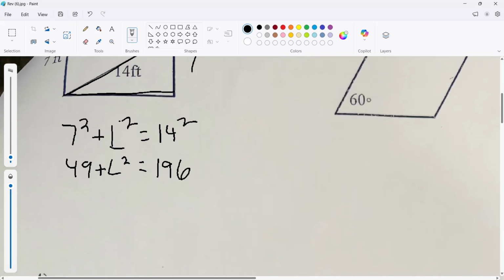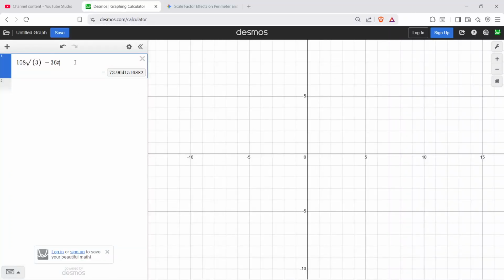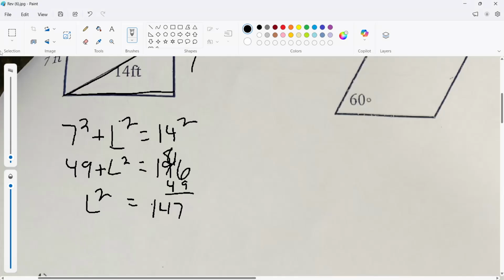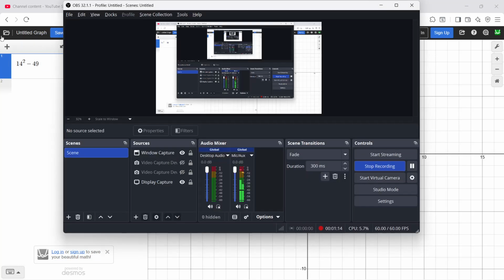14 times 14 is 196. Check it on the calculator. L squared equals 196 minus 49. 147. And the square root is... 14 squared, is it 196 or 296? I was so arrogant about that. 14 squared, 196. Okay. And I better just do minus 49 because I've got some haywires in this going.